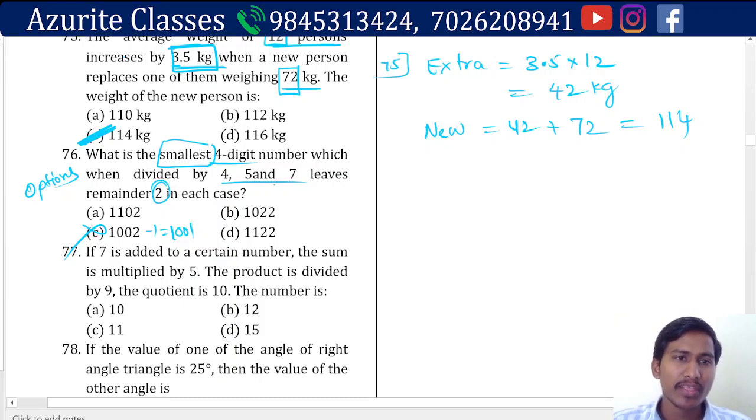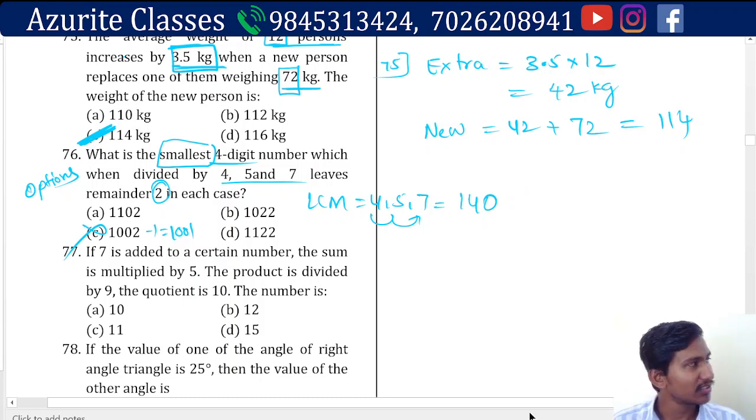Otherwise, what you should do: if you take the LCM of 4, 5 and 7, we can directly multiply because all are co-primes. 4 fives are 20, 20 sevens are 140. So you have to divide by 140. Then if you multiply 140 by something, the result should be about 1000.